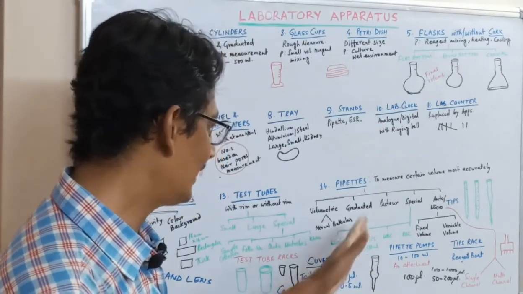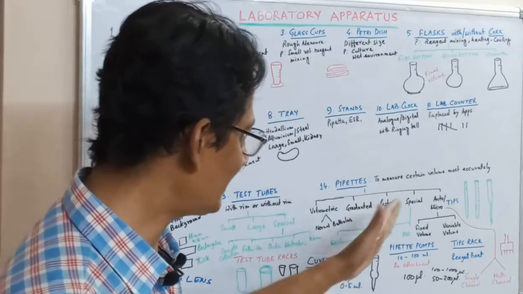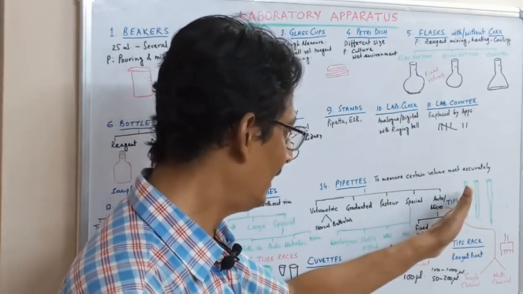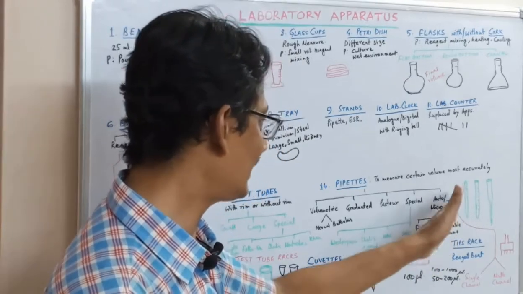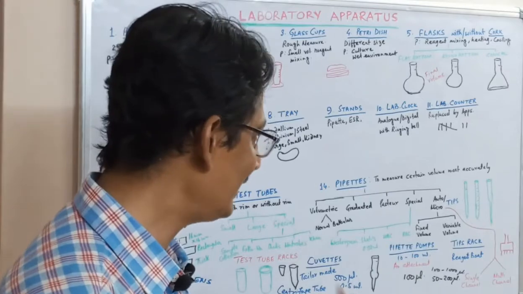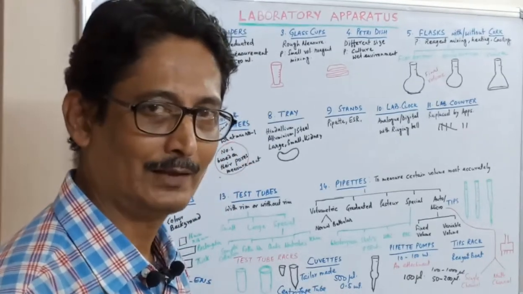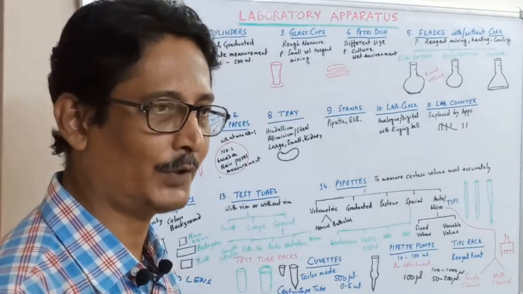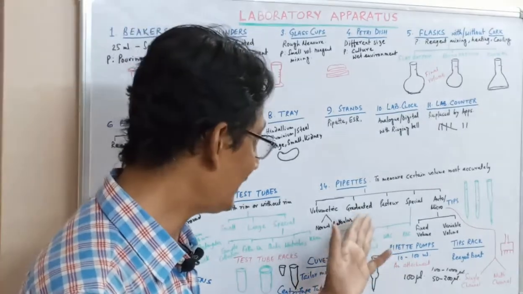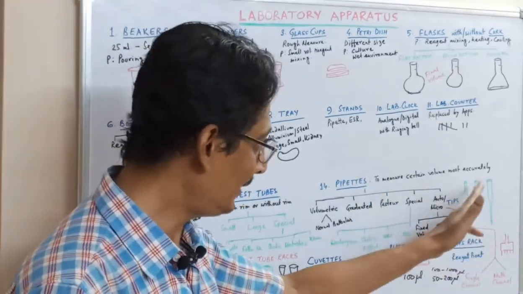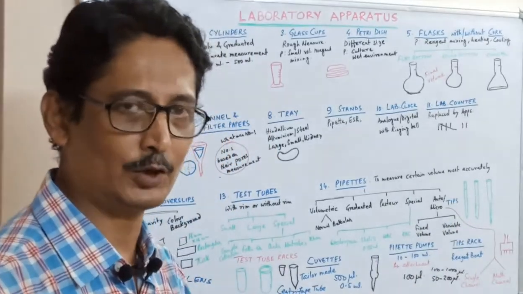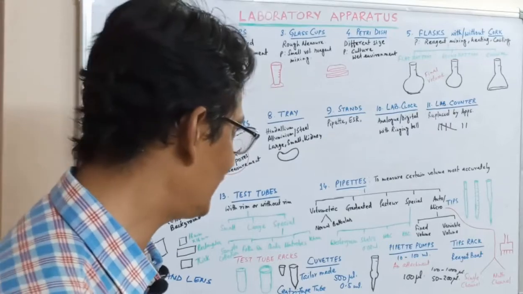The graduated pipette: if a volumetric pipette is 1 ml, then you can measure only the 1 ml, not in between, like 0.1, 0.2, 0.5. But in the graduated pipette, if it is a 1 ml pipette, you can measure any volume in between, 0.1, 0.2, 0.5, any volume.